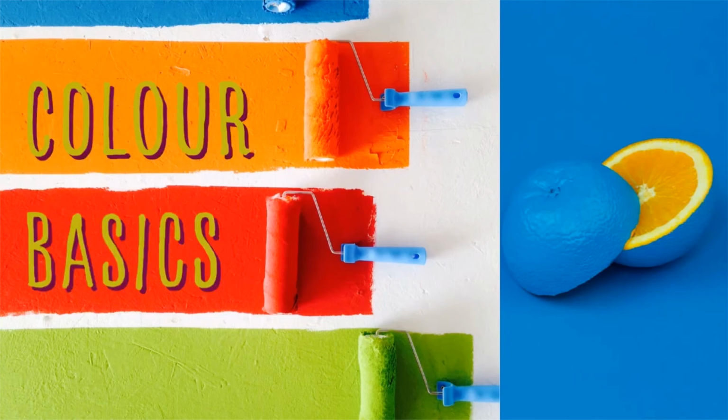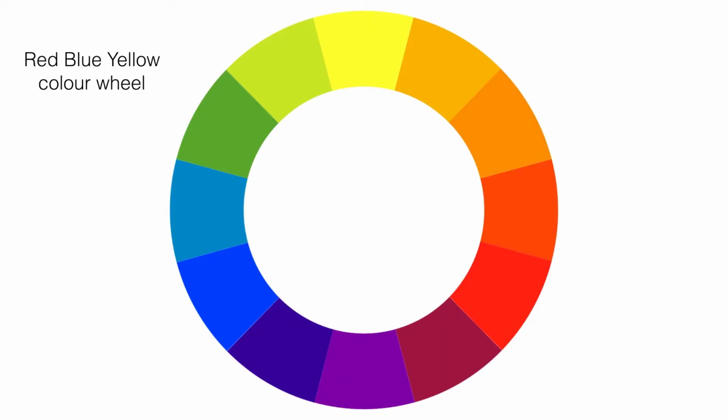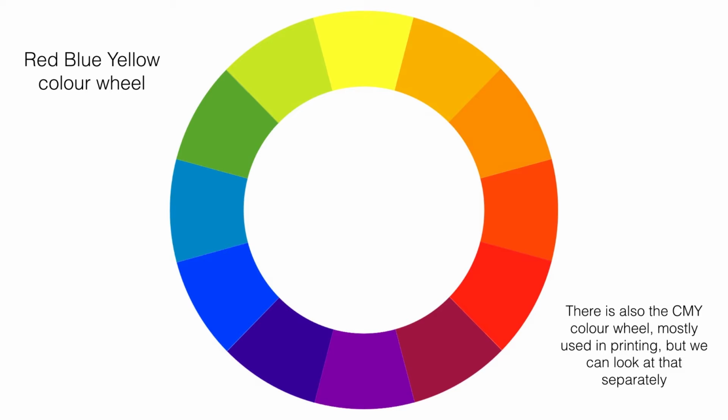Hello students, and today we are talking about color. Now, I'm going to be using this red, blue, yellow color wheel today. It's probably the most relevant one to use for mixing paints. There's also the CMY or the CMYK color wheel, which is mostly used for printing applications, but we might look at that one separately.